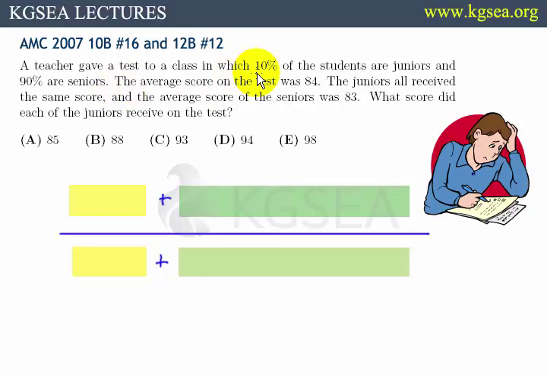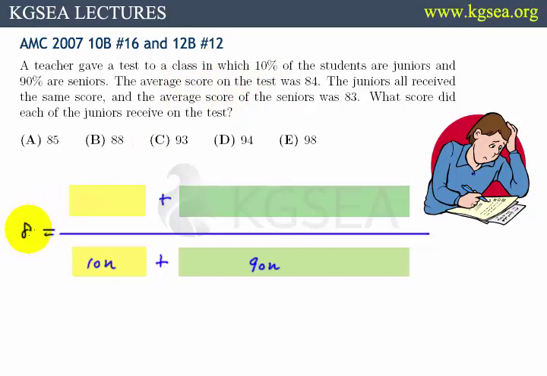So the way to do this is you can say 10n and 90n. Or you could have said 0.1n, where n stands for the entire student body. It actually doesn't matter. You could keep it this way. But you have to keep in mind that 10n is the number of juniors and 90n is the number of seniors. The average score on the test was 84.